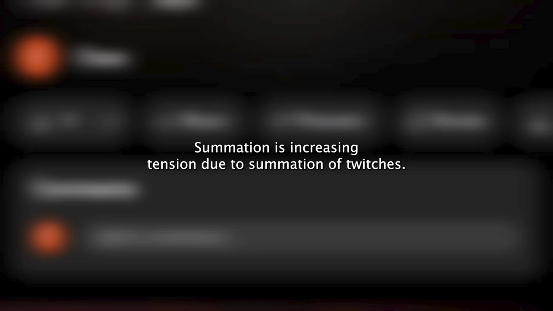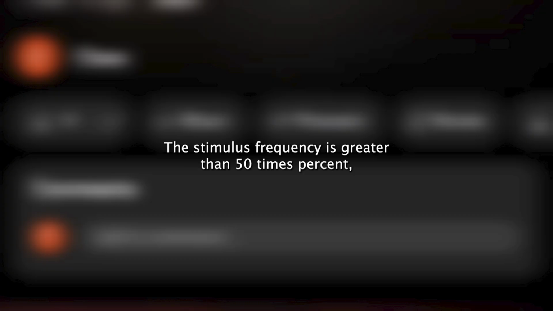Wave summation is increasing tension due to summation of twitches. It's caused by repeated stimulation before the end of the relaxation phase. The stimulus frequency is greater than 50 times per second. So this is treppe. If you keep stimulating after relaxation, the tension increases every time you stimulate. Now, wave summation, if you stimulate the muscle before it has a chance to fully relax, you have this staircase phenomenon.